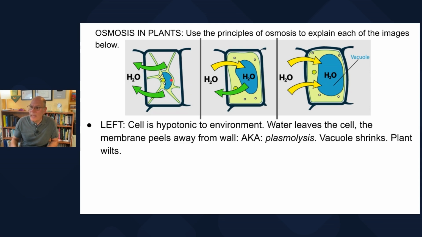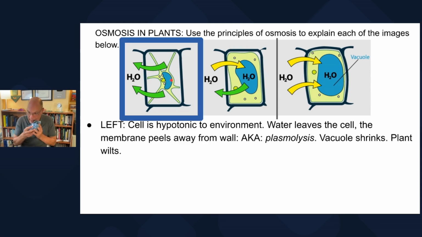What's going on? In the cell on the left, we have a situation where the cell is hypotonic to its environment. In other words, the cytoplasm had less solute dissolved in it than the solution outside. As a result, water is going to flow from the hypotonic cell to the hypertonic solution outside the cell. Water will leave the cell. The process is called plasmolysis. The membrane will peel away from the wall. The vacuole, which is the primary water storage organ, will shrink.